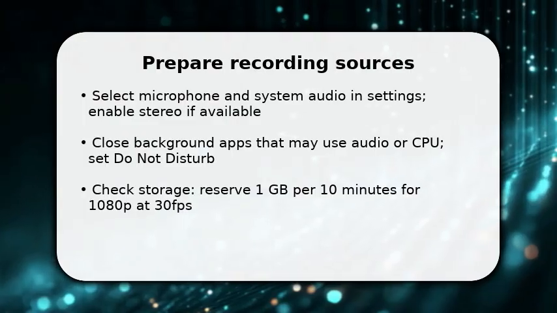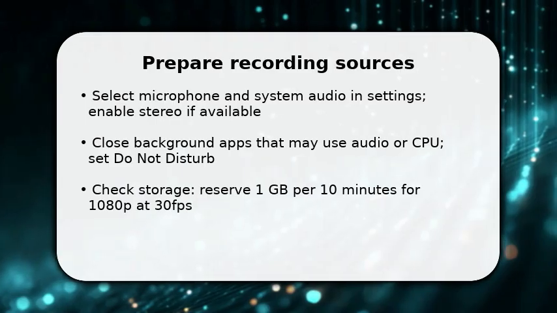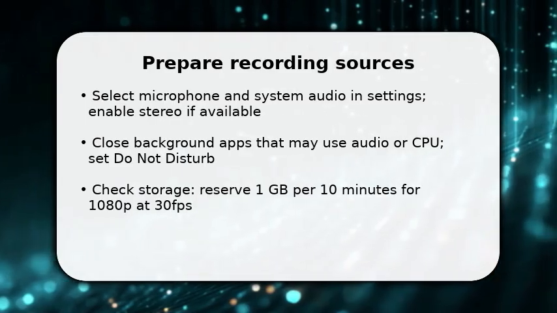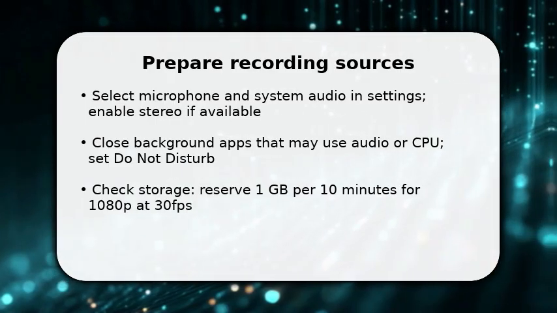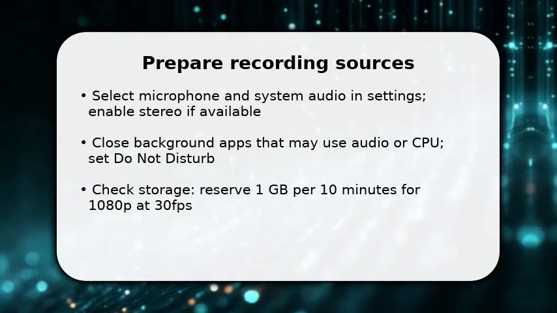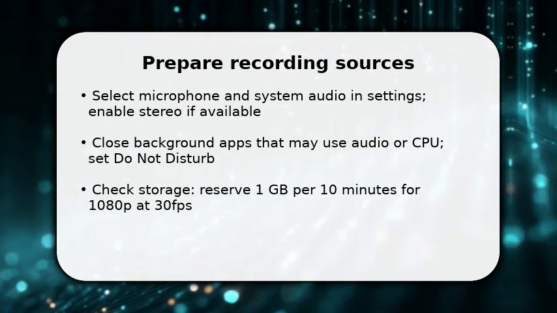You start by choosing precise audio inputs so your recording contains both voice and system sound. In the app, pick your mic and enable system audio capture. This is why you must allow permissions.